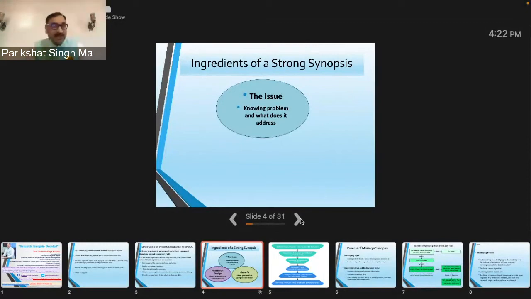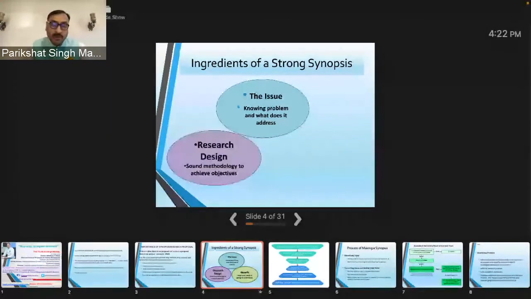The second aspect is your research design. You should have a sound methodology to achieve your objectives. Once your problem is clear, you should be able to portray a strong research design. A word of caution: it does not necessarily mean that you know how to use all those tools, or how to run those methodologies. But you should at least be aware of the strengths and weaknesses of each and every tool.